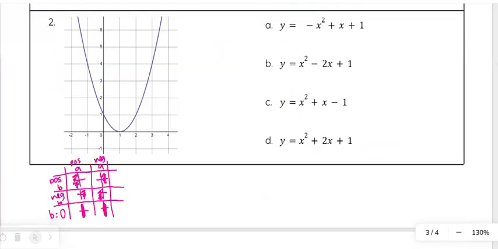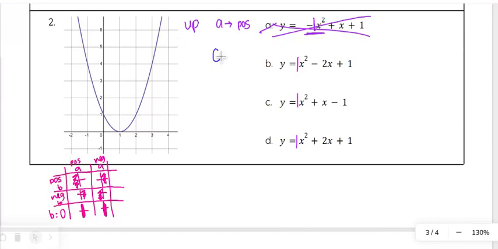So now let's look at number 2. So we have our parabola opening up. So if it opens up, we know that our A value needs to be positive. So we can use that same order of process of elimination there, starting with A. So if A has to be positive, then we can rule out any negative A values. So A can be ruled out here because it is a negative A value, but B, C, and D do have positive A values. So we can keep those.